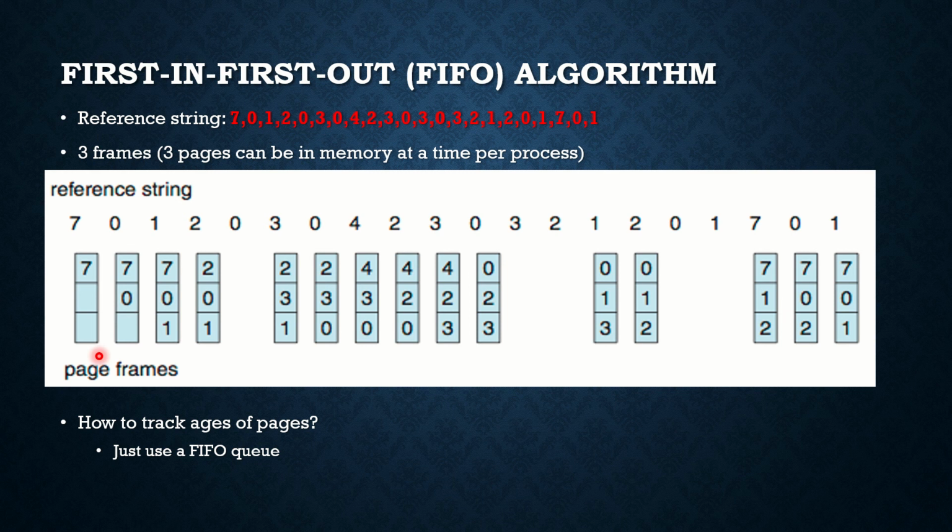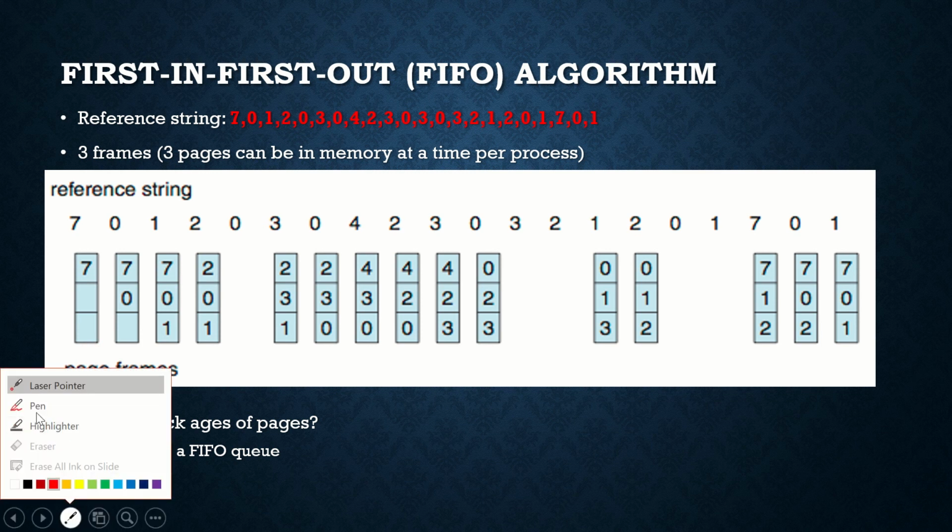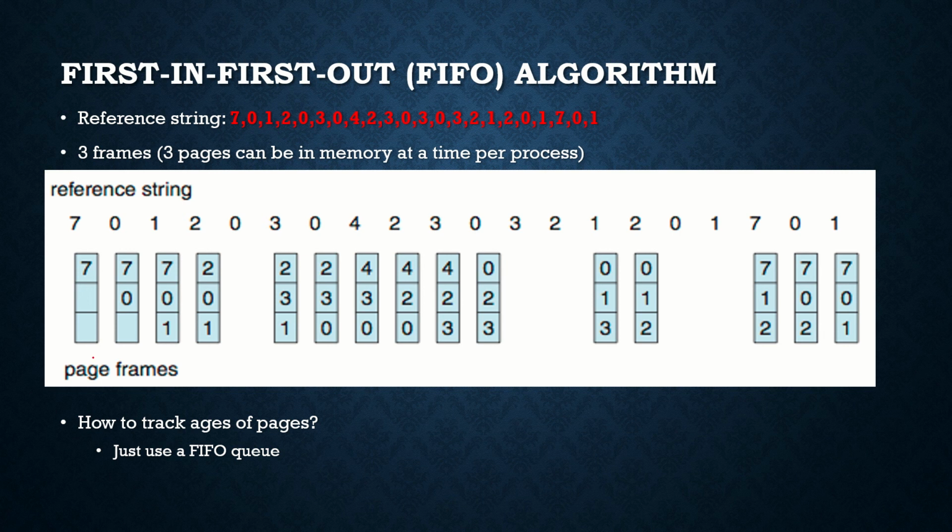Starting, we consider that nothing is there in the memory, and all page frames are empty. The first page coming is 7. It is not there in the memory because we are considering it empty at the start, so a page fault will occur. So here one page fault will occur, and I will mark it as one page fault.